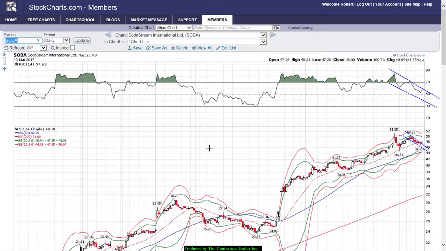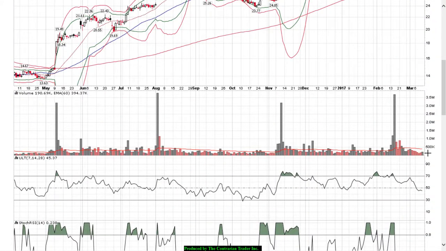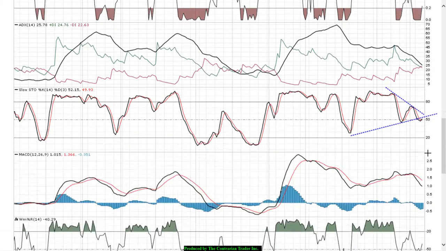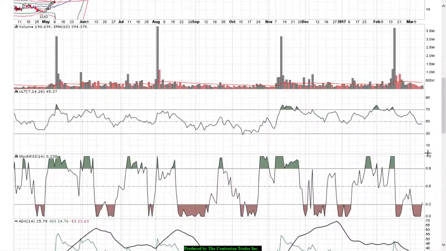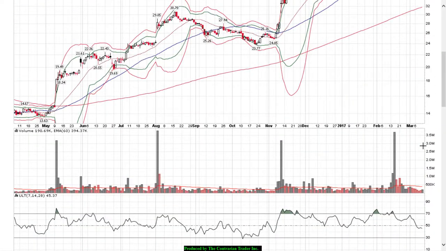Another continuation breakout trade, SODA, a bit more speculative. It broke out of this bull flag formation. No breakout yet on RSI. Volume very, very light. So while I'm interested, I am not overly bullish on the name because I don't have institutional buyers to support my long trade yet. Right here, I had institutional support.